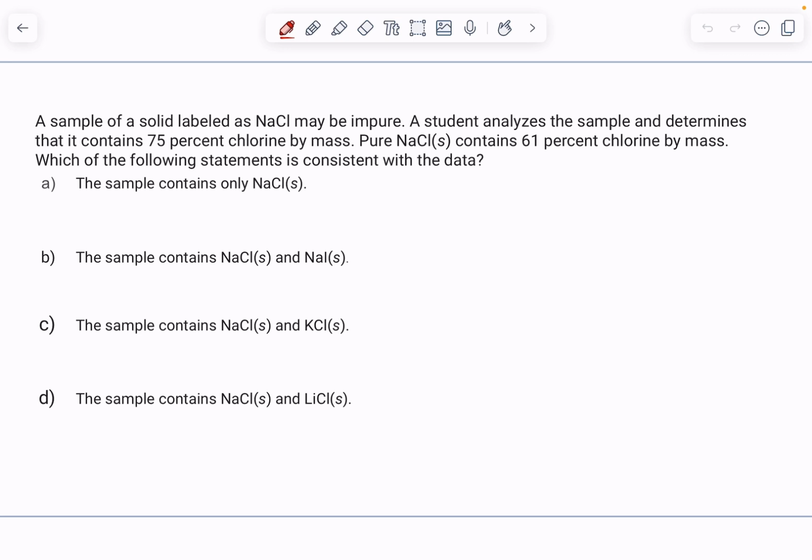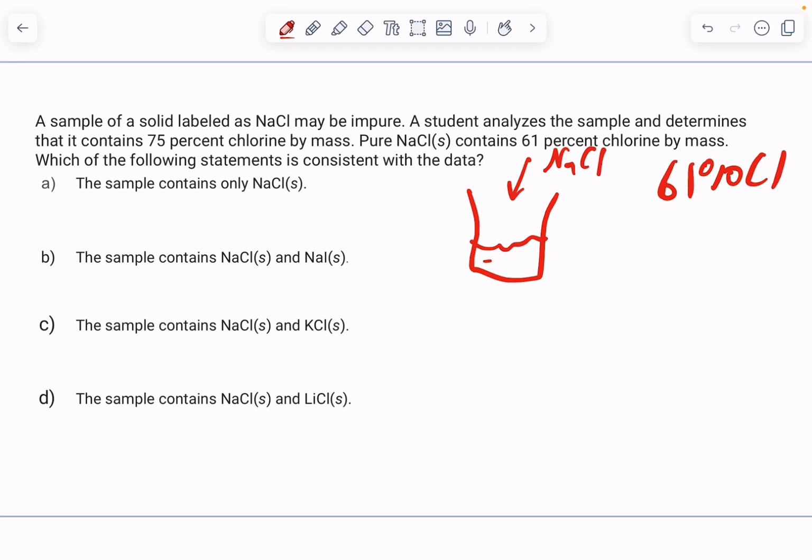So we had a sample, essentially. There's some sort of NaCl in here. Okay, that's what they assumed. NaCl should have a 61% mass of chlorine, but instead it is actually 75% chlorine.